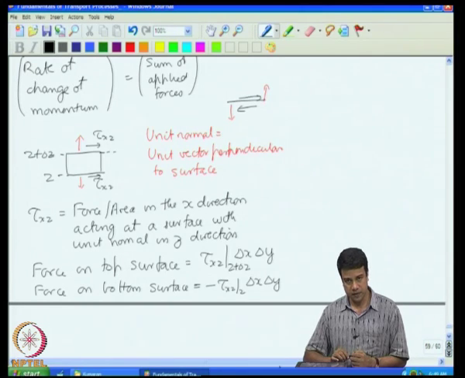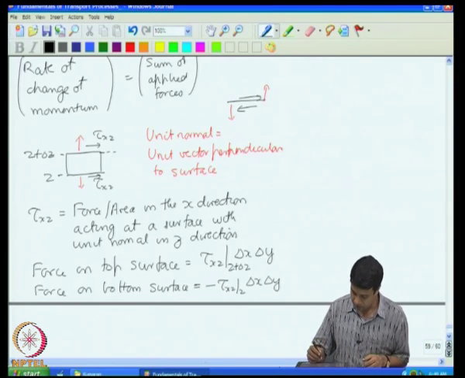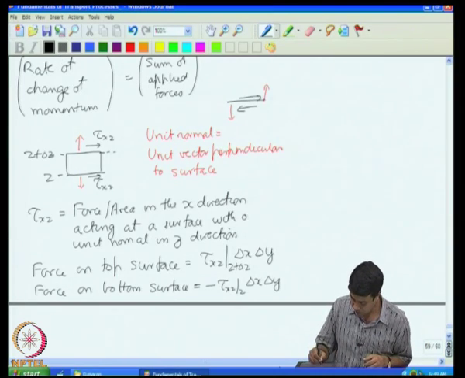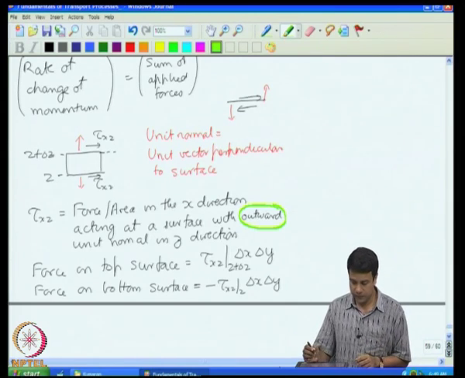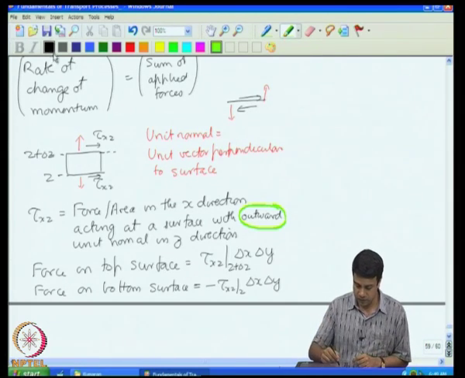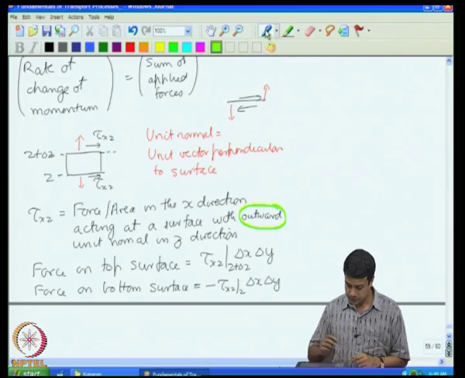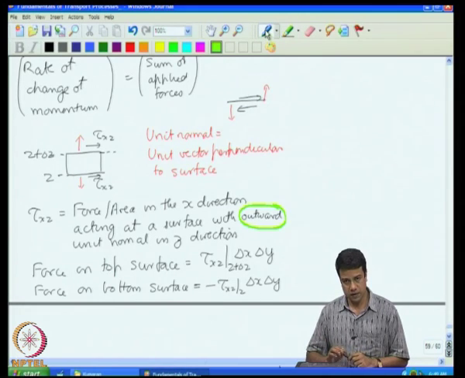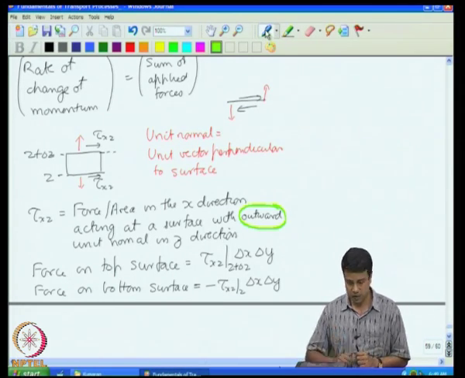When I look at the top surface, the outward unit normal, and this outward is important, is the outward unit normal to the volume, the unit normal that acts outward from the volume. If I look at the top surface, the outward unit normal is in the plus z direction. Therefore, the force on the top surface is equal to the shear stress there times the area, tau x z at z plus delta z times delta x delta y.